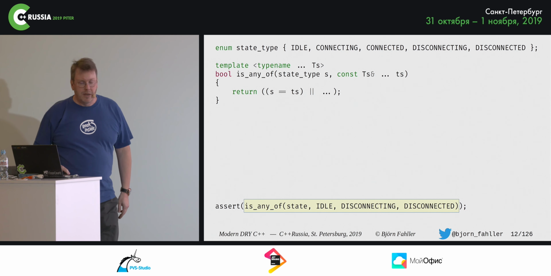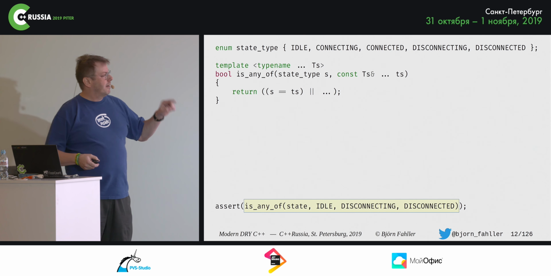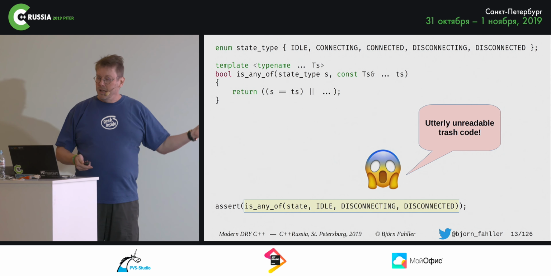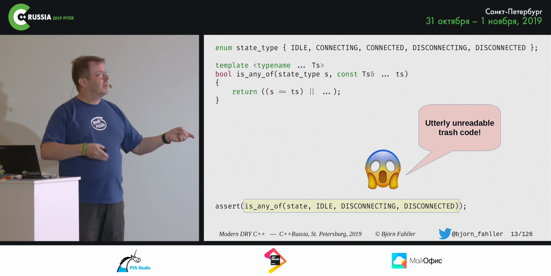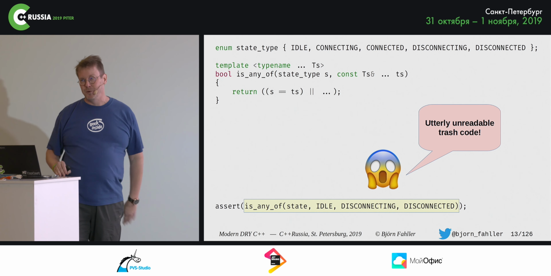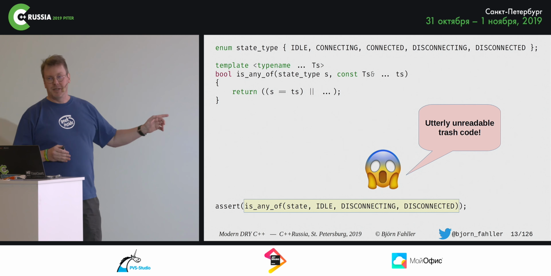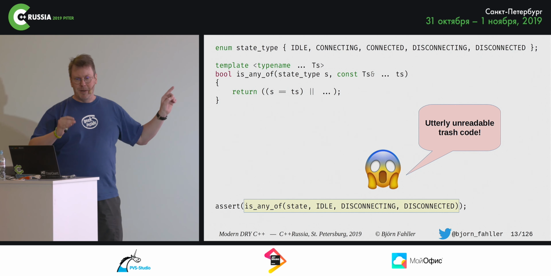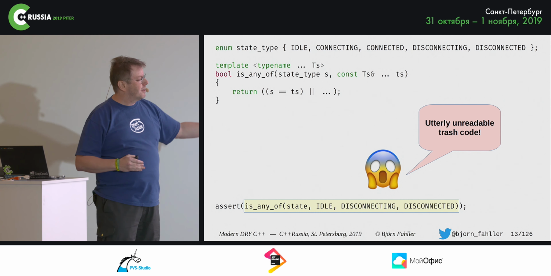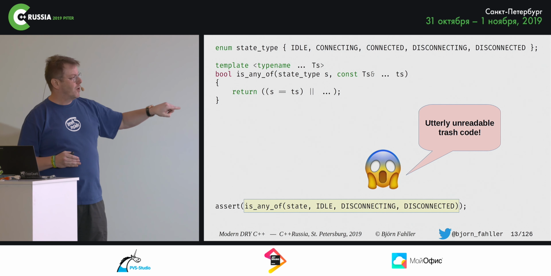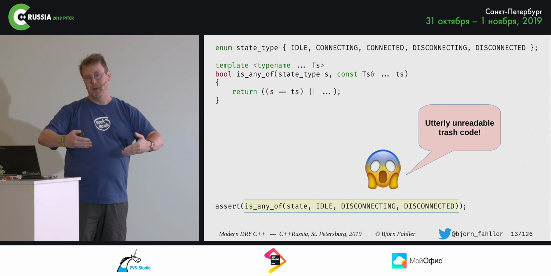So then we can write code like this. assert(is_any_of(state, idle, disconnecting)). And this is absolutely horrendous. I mean, 8 out of 10 for getting rid of the repetition, but minus 10 million for making the code unreadable. Because when you see this, assert is_any_of, it doesn't help you.